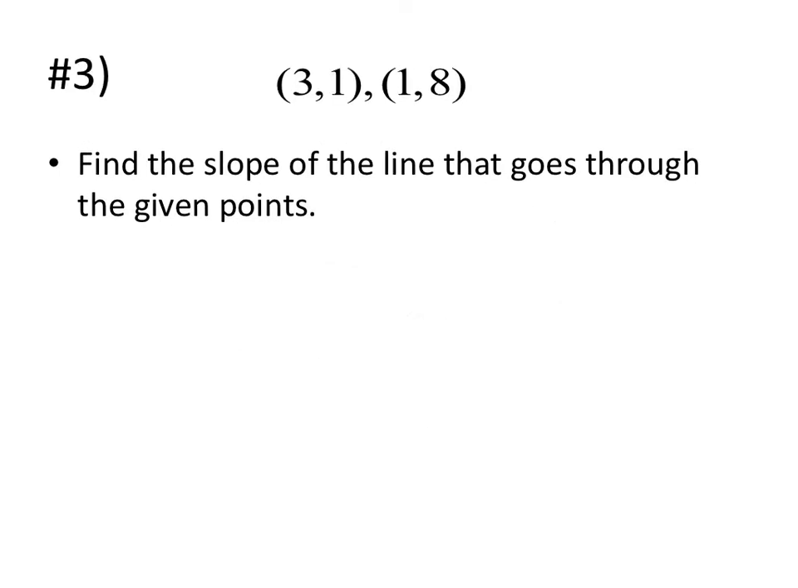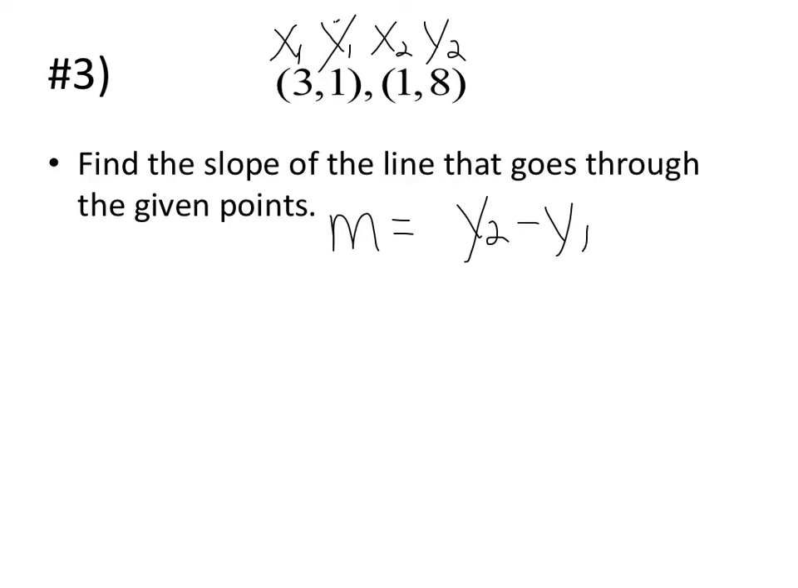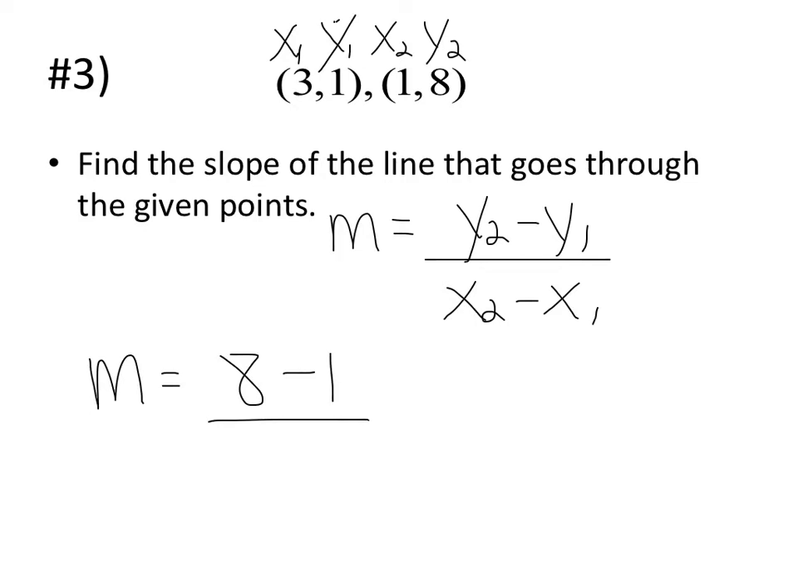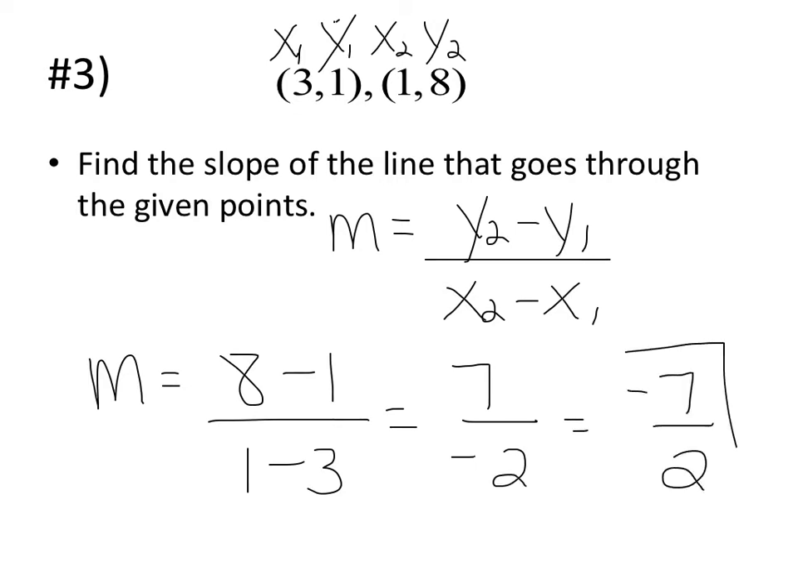Okay. Label x1, y1, x2, y2. M is equal to y2 minus y1 over x2 minus x1. You write it every time. You won't have to memorize it. It will automatically be memorized. M equals 8 minus 1 over 1 minus 3. 8 minus 1 is 7. 1 minus 3 is negative 2. So your slope is negative 7/2.